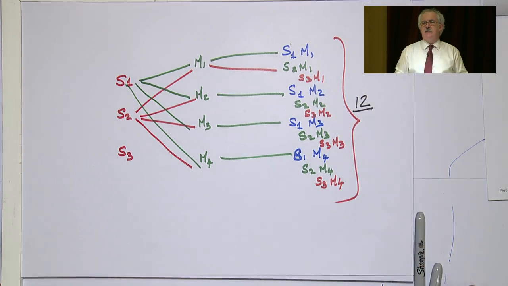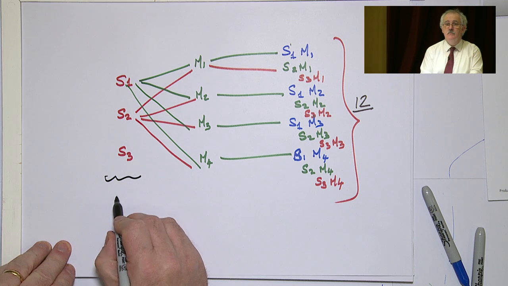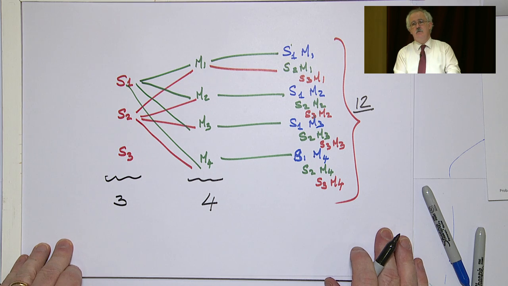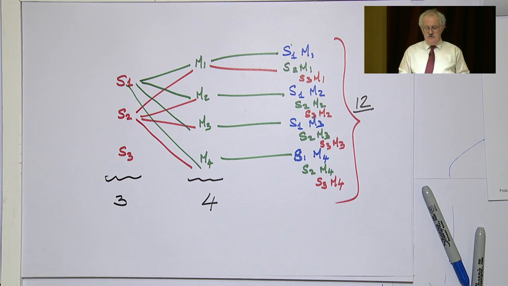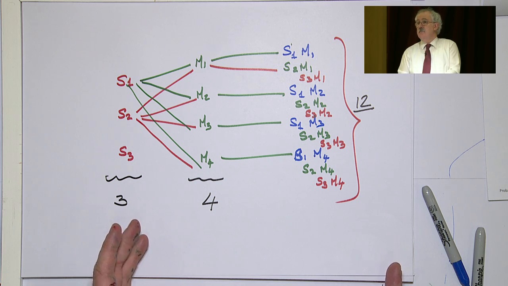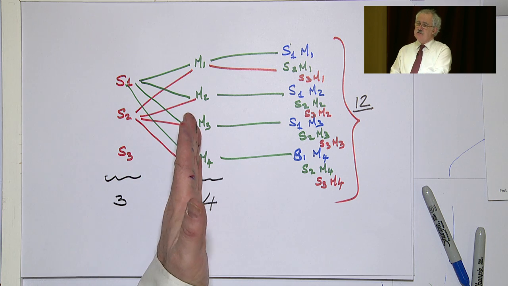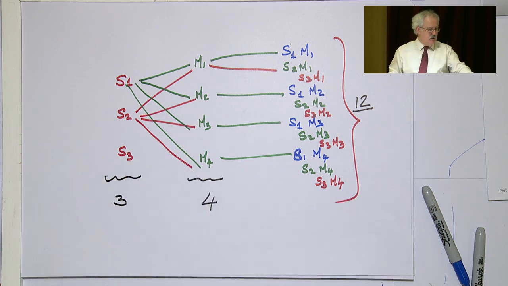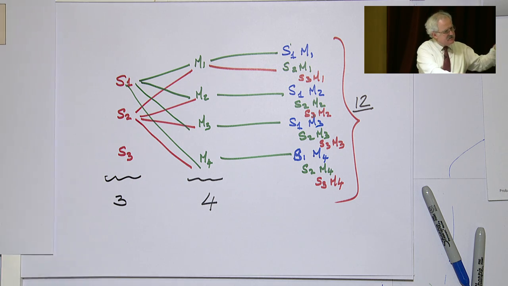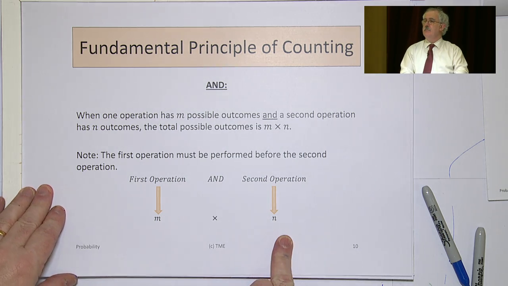Should we be surprised that there are 12? Not really, because how many are here? 3. How many are here? 4. And 3 by 4? 12. So that seems to be multiplication, doesn't it? So in that case, we're saying this and this, and that is and. If I go back, it says that the fundamental principle of counting under and is you multiply. Is that okay?